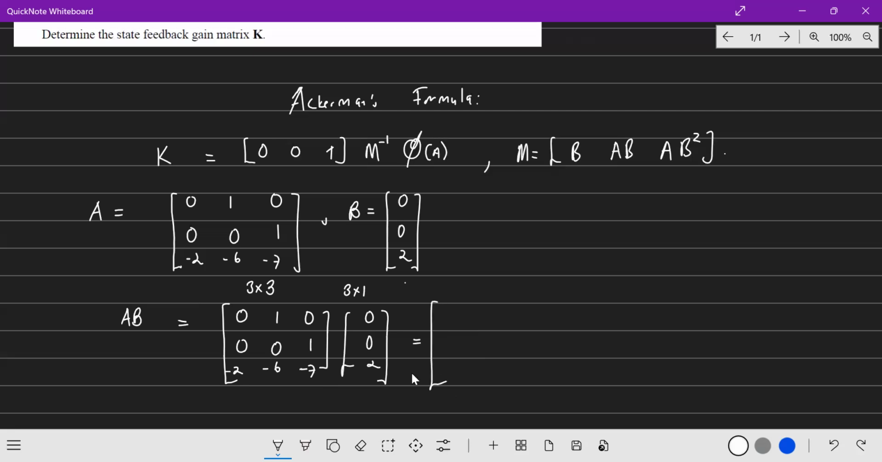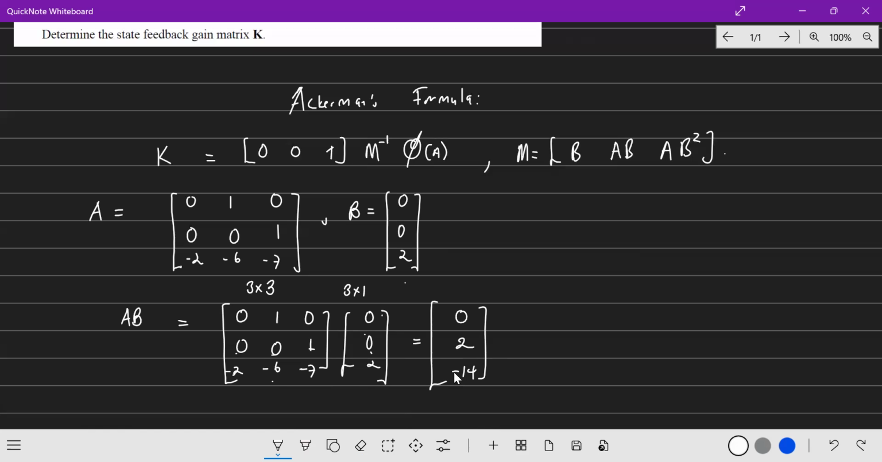Okay, so let us multiply. Row by column. So 0 times 0, plus 1 times 0, plus 0 times 2. So you have a 0 here. Then 0 times 0, 0 times 0, plus 1 times 2. That is just a 2 here. And then finally, -2 times 0, -6 times 0, -7 times 2, that's -14.